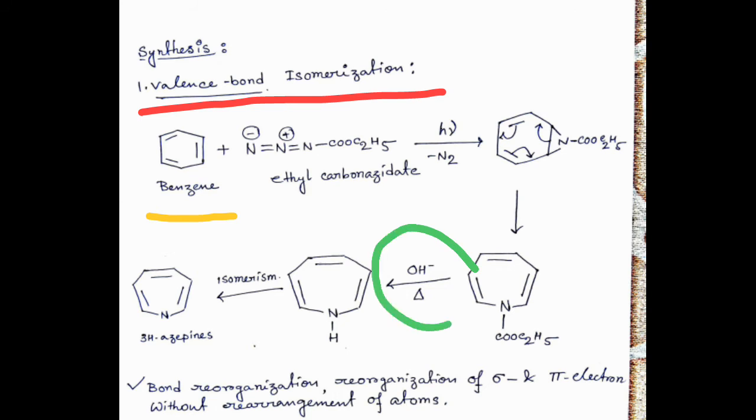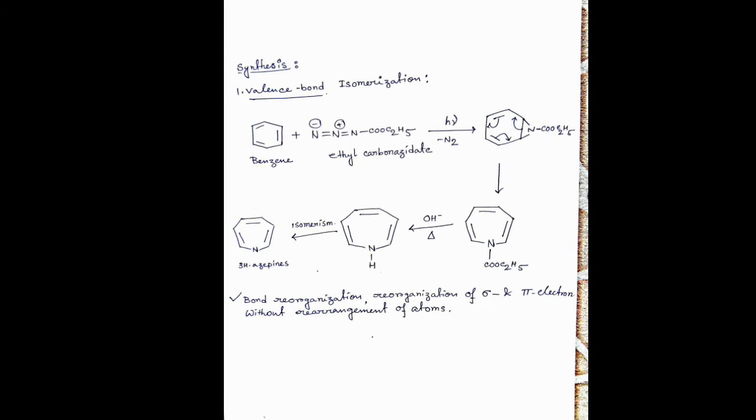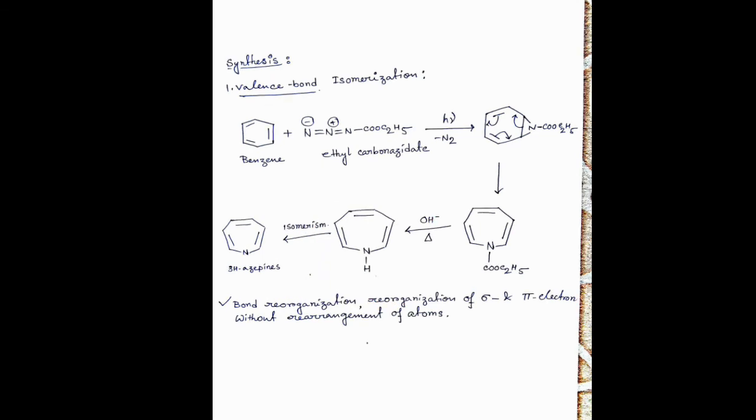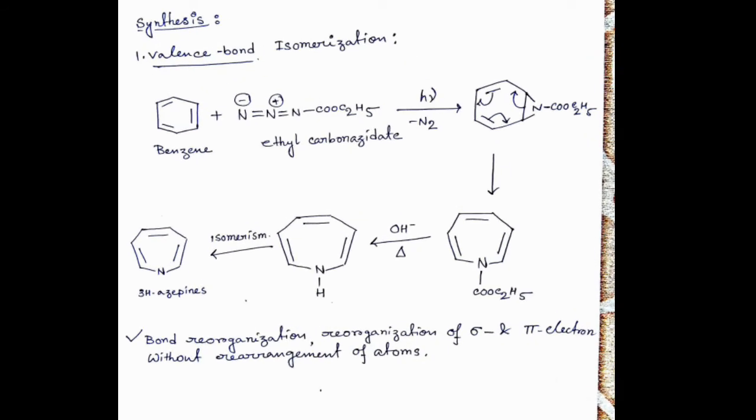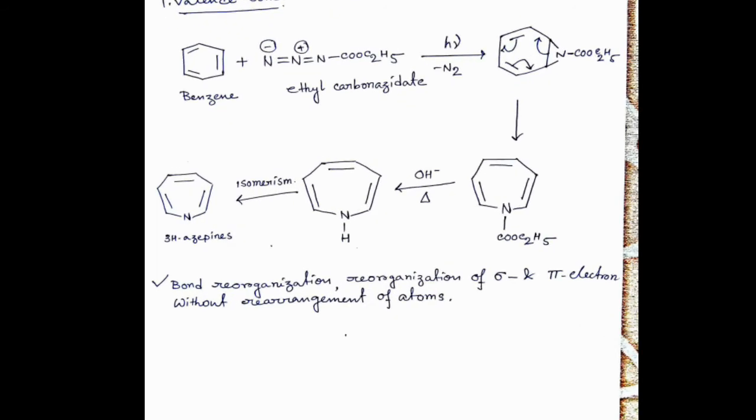Now this is the specific structure we get after the modification of the double bonds in the structure, obviously along with a specific substituent. Now on heating in the presence of OH minus ion, this specific substituent present in the structure is eliminated from this ring, and finally we get the 1H azepines by this reaction, and the reaction is very common, that is valence bond isomerization reaction.